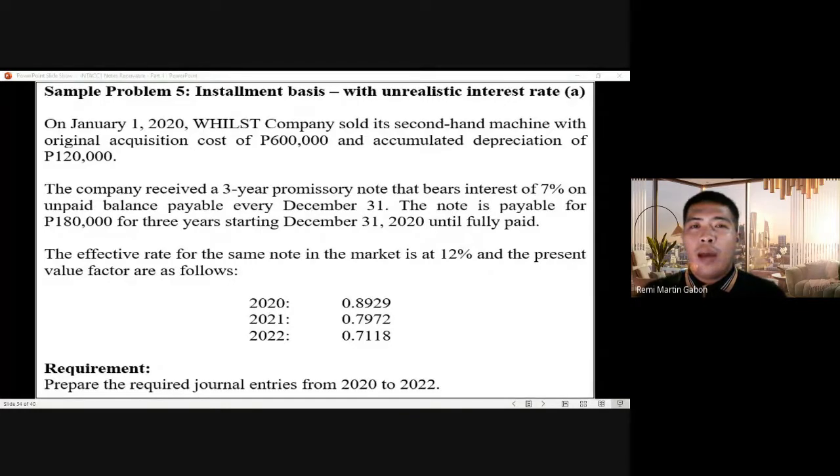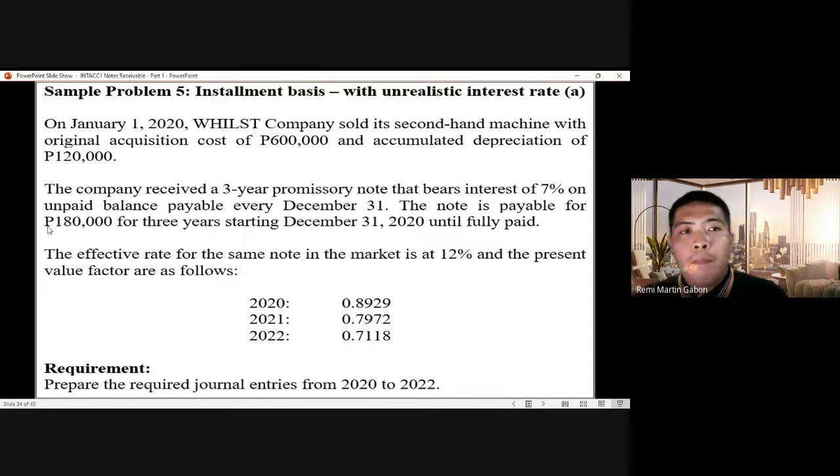So, mabait pa ako kasi binigay ko pa yung present value factor. Pero kung some other books, hindi yan ibibigay guys. Magkukompute talaga kayo. Okay? Don't worry, I will teach you how to compute present value factor when we proceed na sa non-interest bearing. Kasi nandun yung discussion ko. Okay, how do we solve this one?